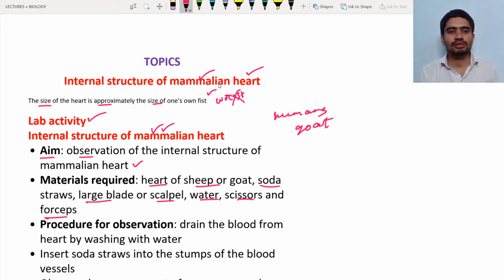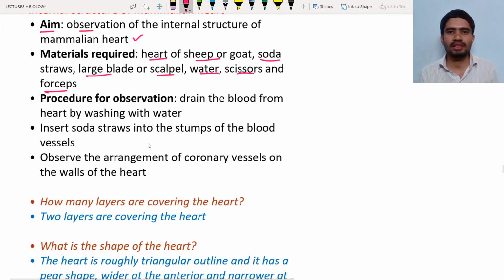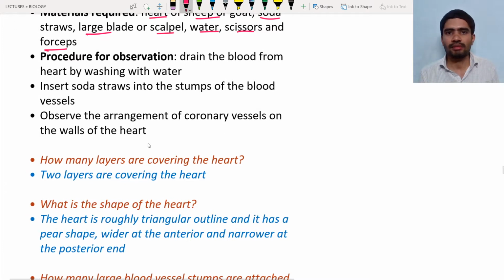Next, the procedure. How we have to observe is known as the procedure or observation. First of all, the heart is mostly filled with blood, so we have to drain the blood from the heart. As a result, it will be easier to study. So we have to wash the heart with water. After washing with water, the blood will be drained completely from the heart.